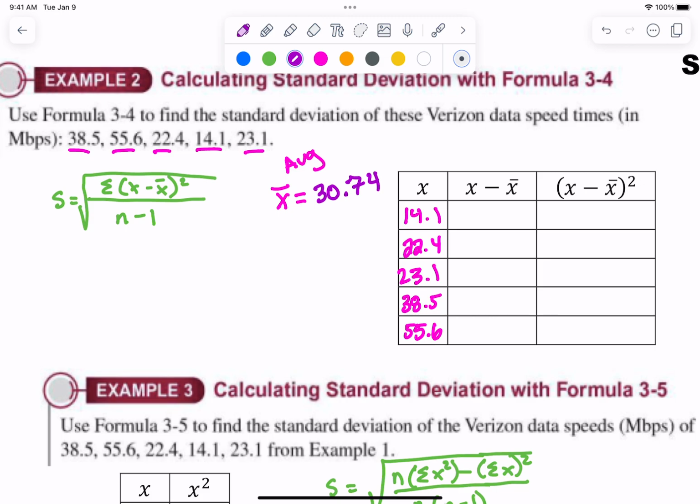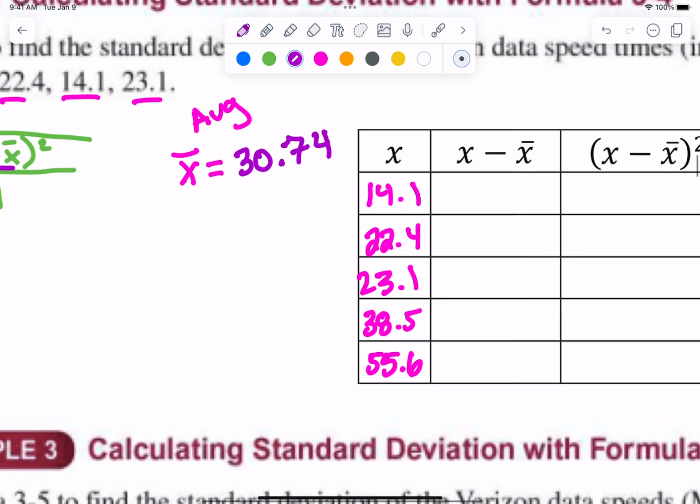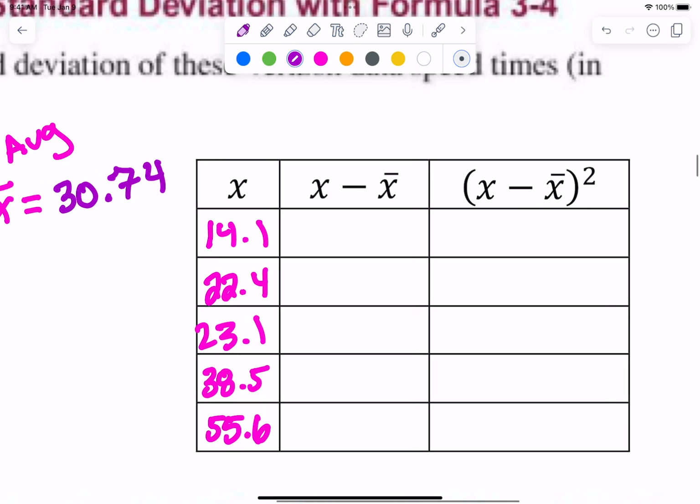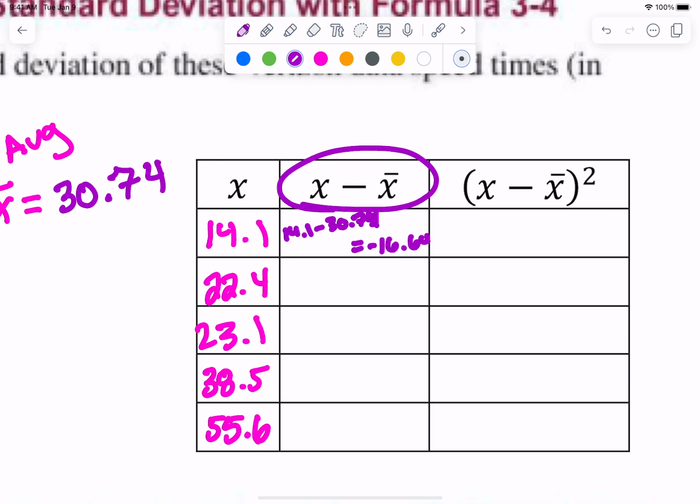Now in the formula, we need x minus x bar. So we're going to do that right here. What does x minus x bar look like for the first number? It'll be 14.1 minus 30.74. That's what it'll look like for the first one. Okay, give me that number. Negative 16.64. Okay, now let's go ahead and fill in the next column.